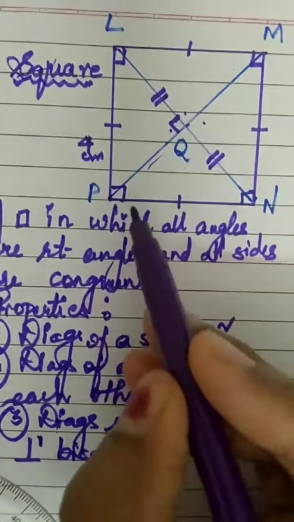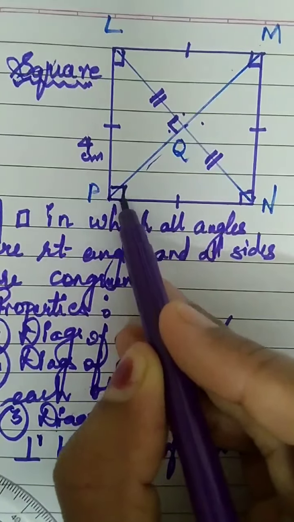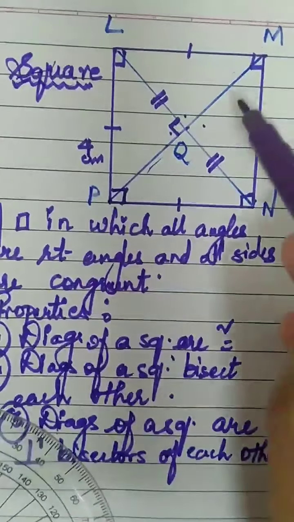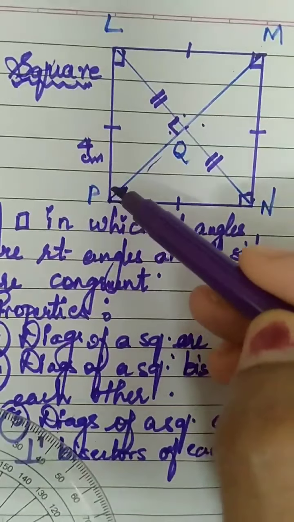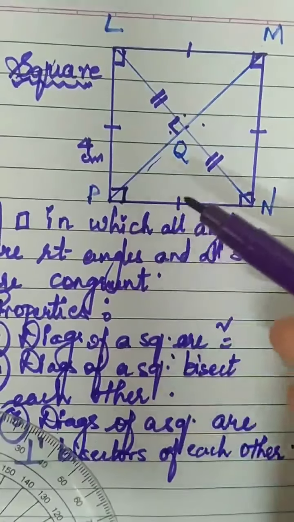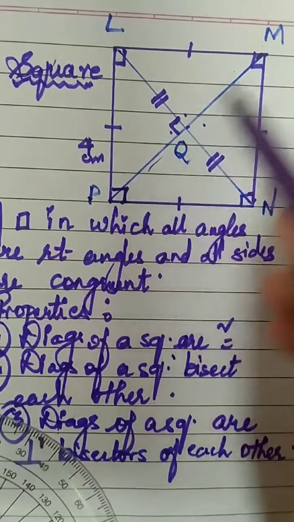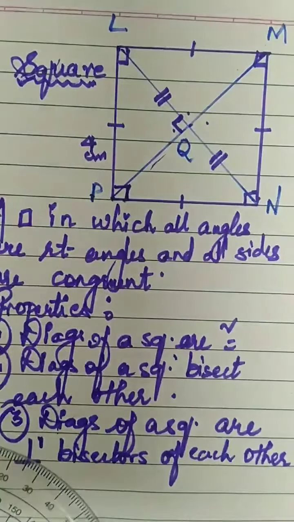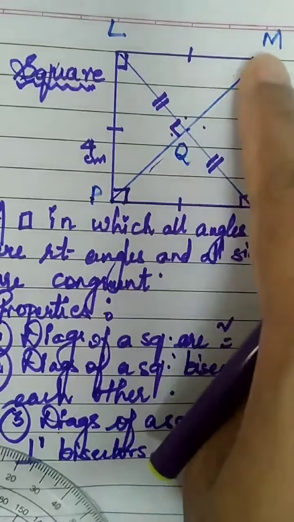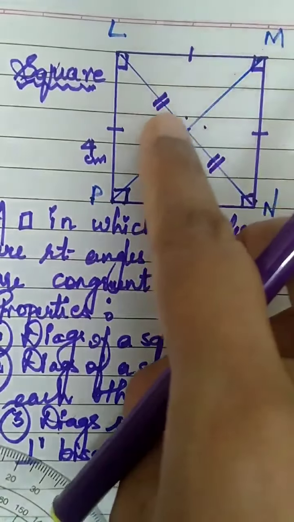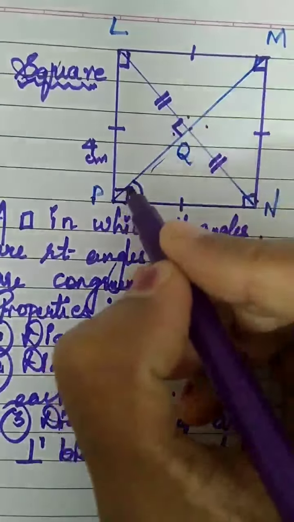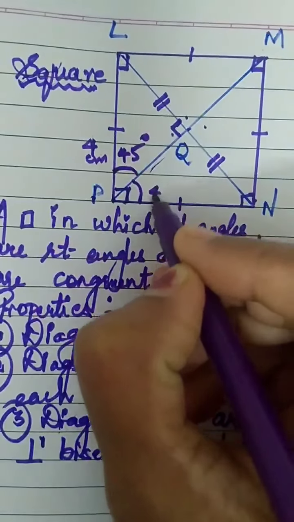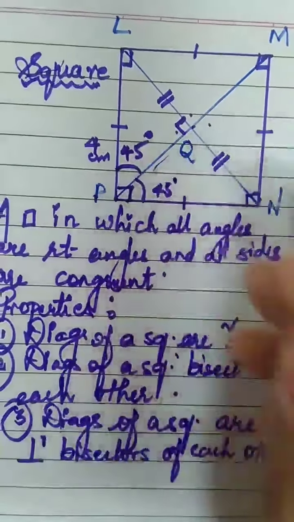Let us see. Now this whole thing is 90 degree. This angle is 90, this angle is 90, this angle is 90. If you see, this diagonal is dividing angle P into equal parts. The diagonal PM is dividing angle P into equal parts. So if you see, the diagonals are bisecting the opposite angle. 45 you are getting, this angle will be 45 and this angle will also be 45 degree. 45 degree plus 45 degree is 90 degree.